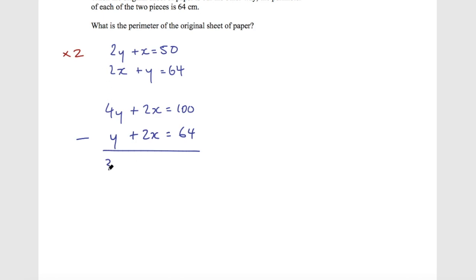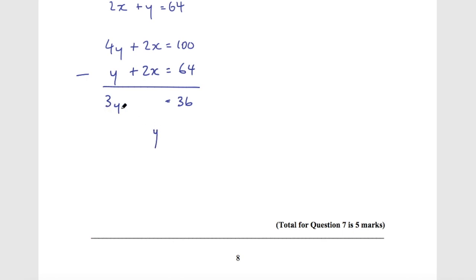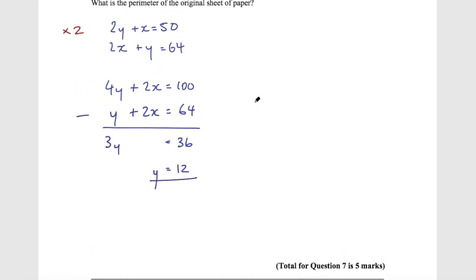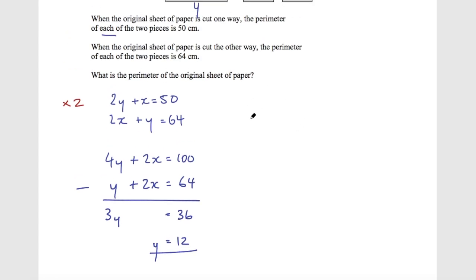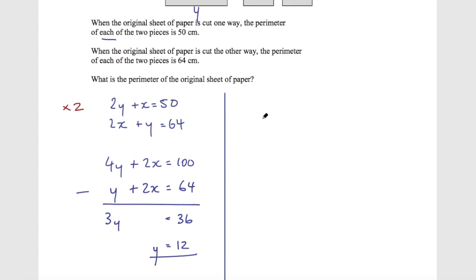So I get 3 lots of y, and 2x minus 2x cancels out. And then I need to do 100 minus 64, and that gives me an answer of 36. So then 3 lots of y is 36, so therefore y equals 12. Okay, so then I can substitute that back into one of these equations to figure out what x equals.